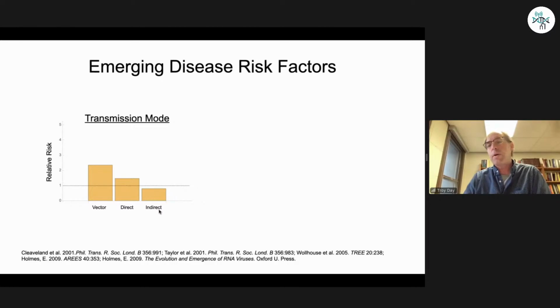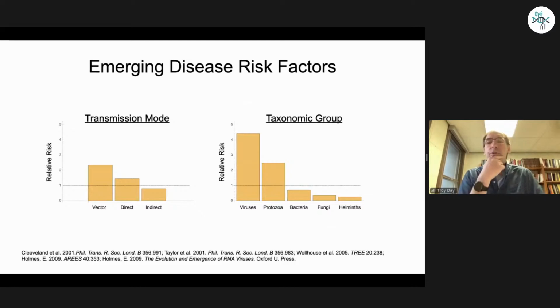And the opposite is true of indirectly transmitted pathogens. So that's one kind of analysis you can do. And again, these papers have done a number of analyses. I'm just skimming over the surface of some of the things that are most important for what I want to talk about. You can also classify in that same data set the pathogens by their taxonomic group, so whether they're viruses, protozoa, and so on, and again compute this relative risk.